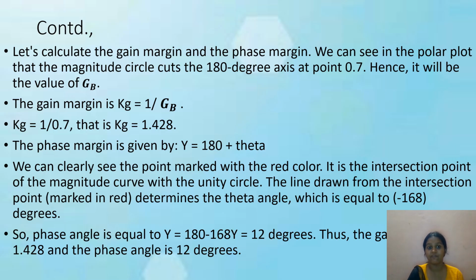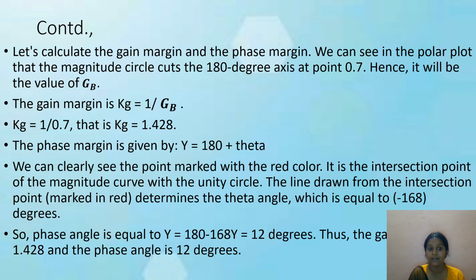And the phase margin is given by gamma equals 180 plus theta. We can clearly see the point marked with the red circle, which is the intersection point of the magnitude curve with the unity circle. The line drawn from the intersection point determines the theta angle, which equals minus 168 degrees. So gamma equals 180 minus 168, which gives gamma equals 12 degrees.